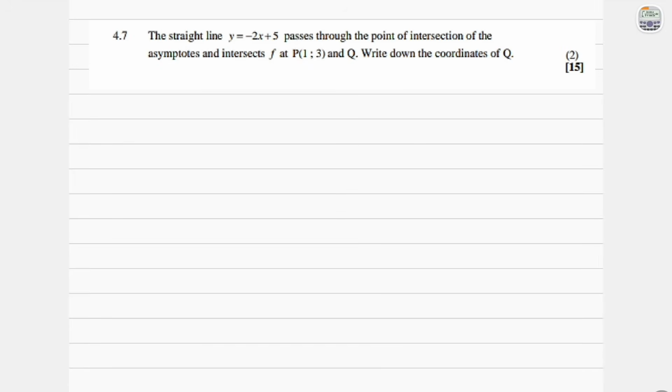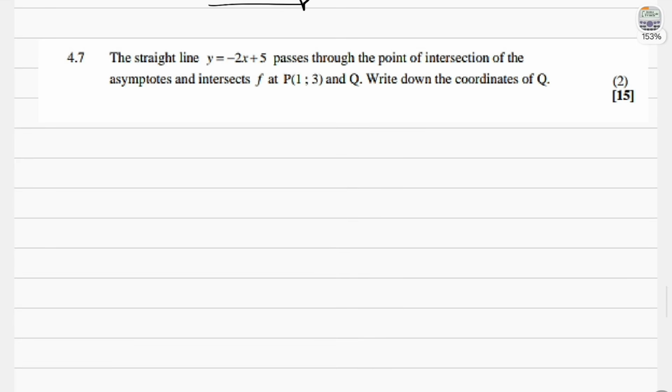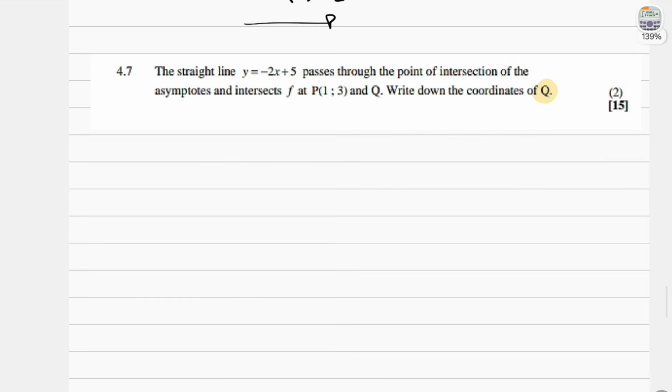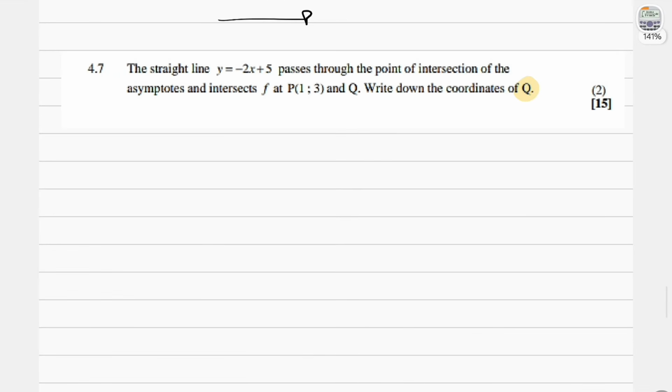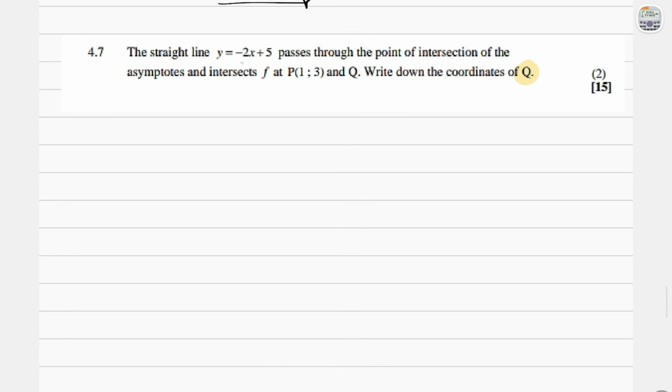Question 4.7 says, the straight line y equals negative 2x plus 5 passes through the point of intersection of the asymptotes and intersects f at P and Q. Write down the coordinates of Q. Okay, for 2 marks, this doesn't really seem like something they would do for 2 marks, but let's just put down everything we have. So they say there's this straight line, y equals negative 2x plus 5.